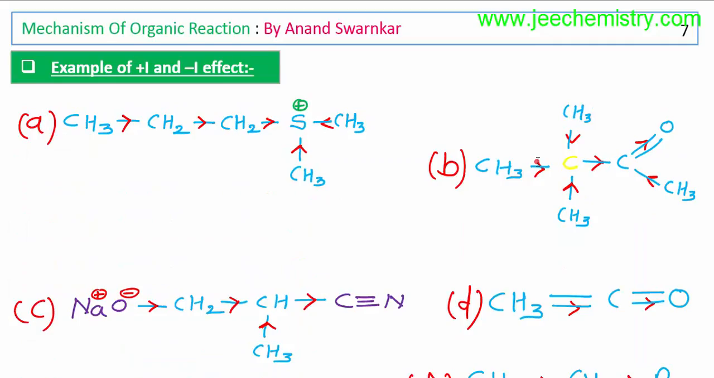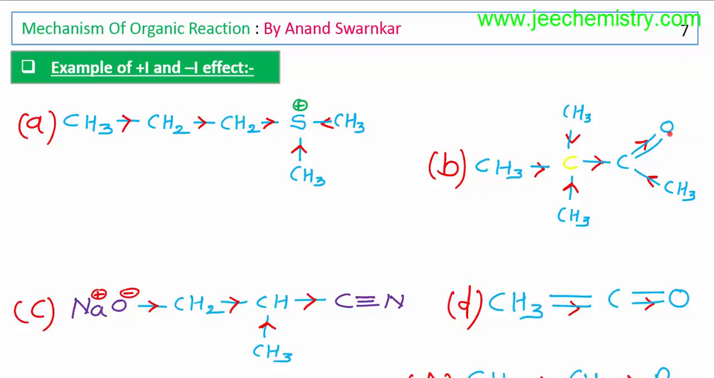Now we will learn some examples of positive inductive effect and negative inductive effect. Here this example has a positive charge, so it will attract electrons. It will work like an electron withdrawing group, so it has a negative inductive effect. The electrons are coming from this side, from this chain. In this way we can show the positive and negative inductive effect. We have to give an arrow direction to show the negative inductive effect.